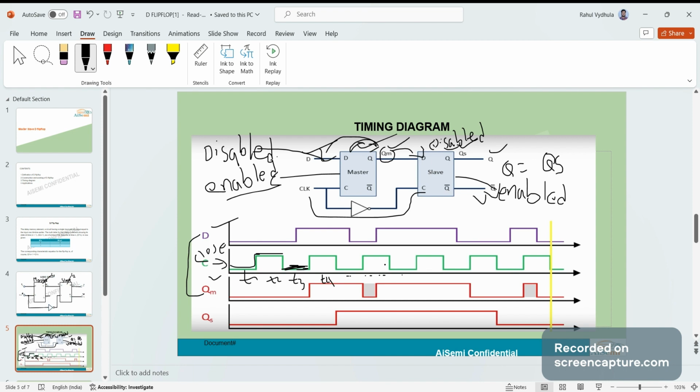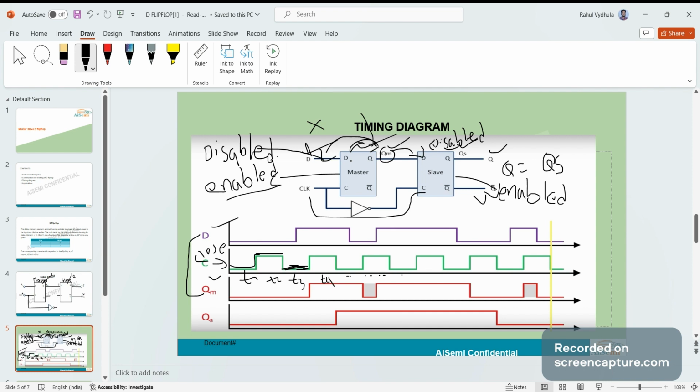Now this slave will be enabled and the master will be disabled because we are considering the low clock pulse. For any D input, for any D signal changes, its Q output will not change. If it is changing, it will not change because it is a disable condition. QM will not change because of this disable condition.